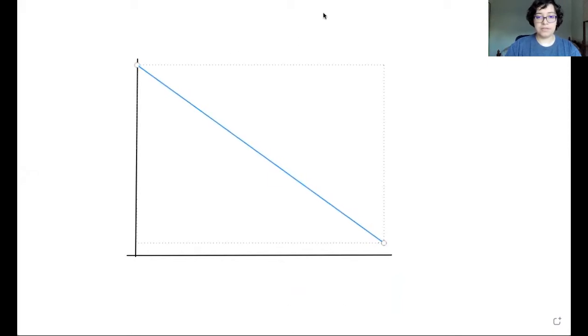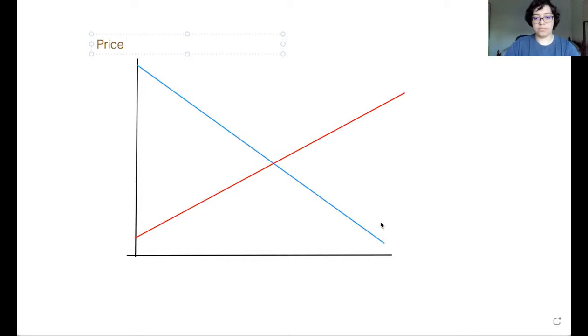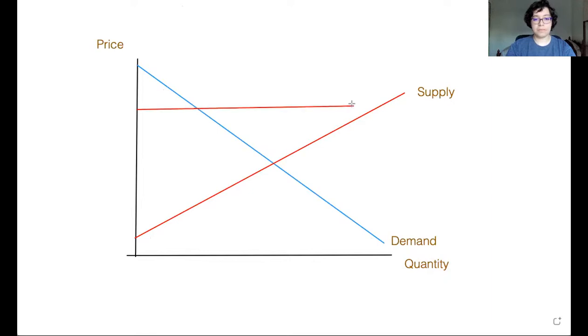So we have our demand curve in blue, our supply curve in red. I'm going to just label these axes real quick. Right here we have the price. Down here we have the quantity. And then this right here is our demand, and this is our supply. Okay. We also have this price floor. Let me draw it. There we go. Let me draw that in a different color. Okay, so we also have this price floor here.